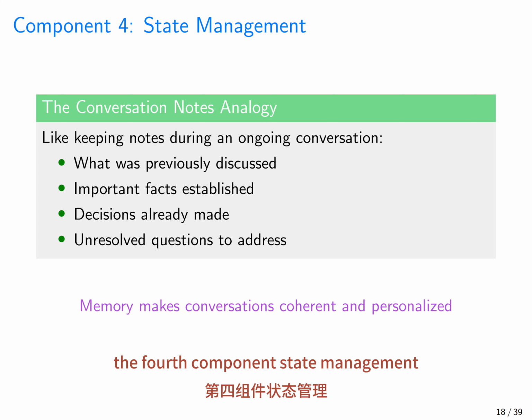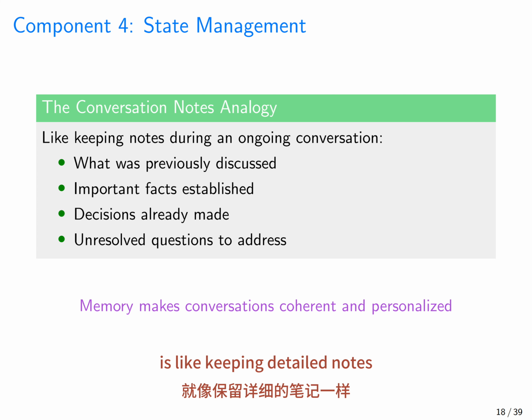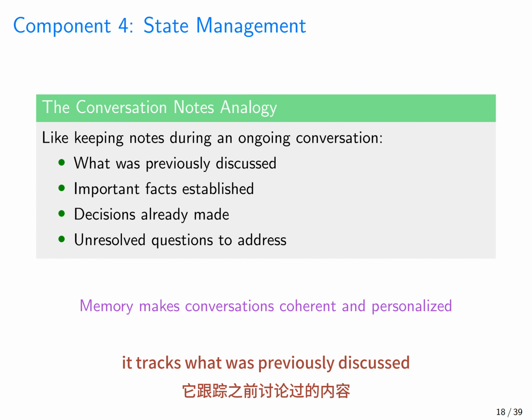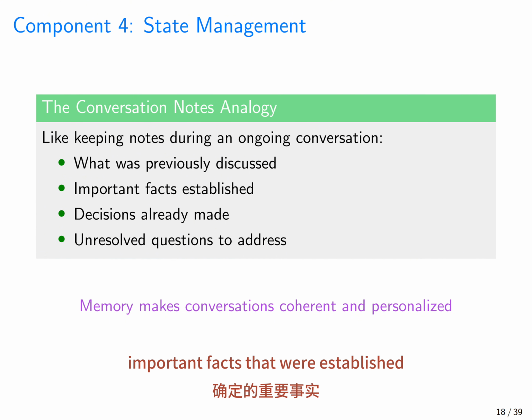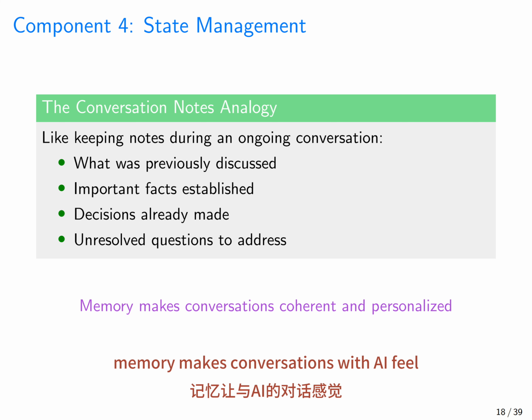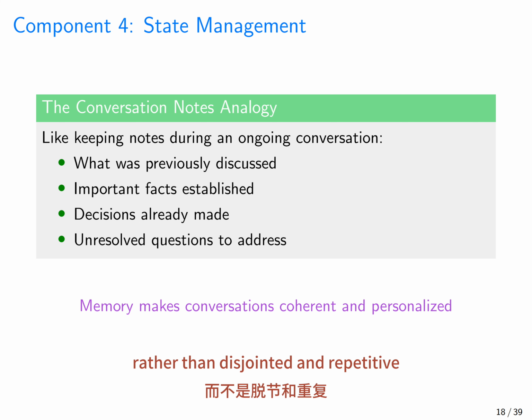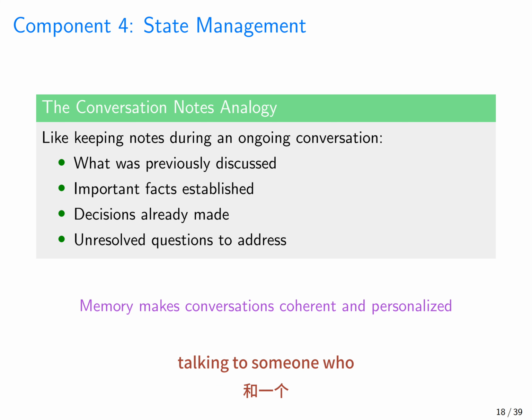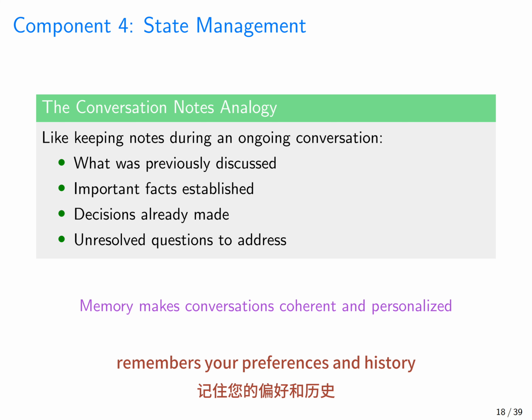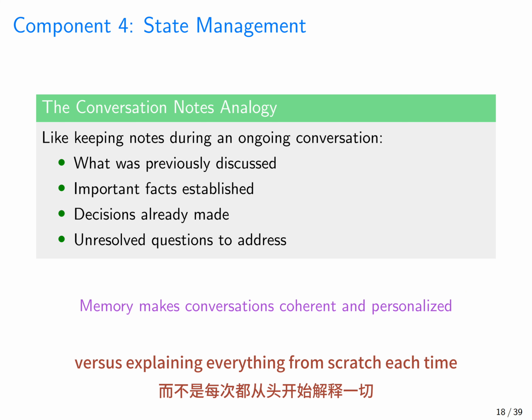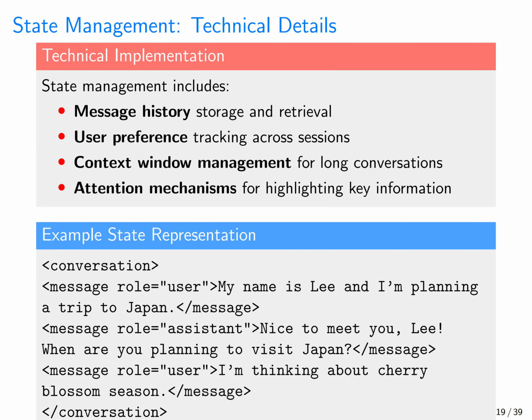The fourth component, state management, is like keeping detailed notes during an ongoing conversation. It tracks what was previously discussed, important facts that were established, decisions already made, and questions that still need addressing. Memory makes conversations with AI feel natural and coherent, rather than disjointed and repetitive. It's the difference between talking to someone who remembers your preferences and history versus explaining everything from scratch each time.